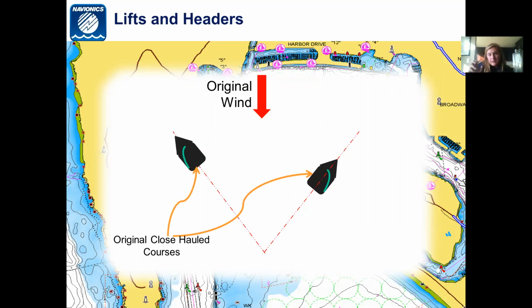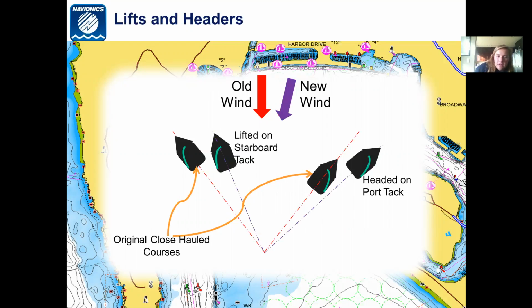So we've got the original wind is the red arrow here, and those red dashed lines are going to be our original close-hauled courses. And then we'll complicate it a little bit. So the red was the original wind, the old wind, and the purple is now the new wind. So we were sailing port tack here on this close-hauled course, and then with the new wind shifted forward toward the bow, so we got headed. We had to bear away in order to maintain that close-hauled course.